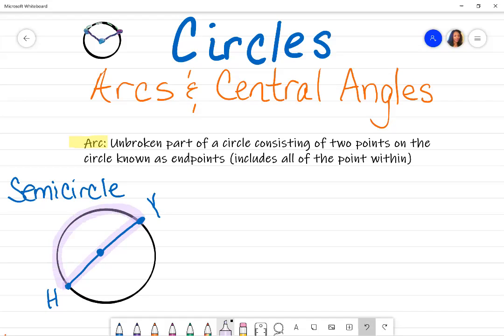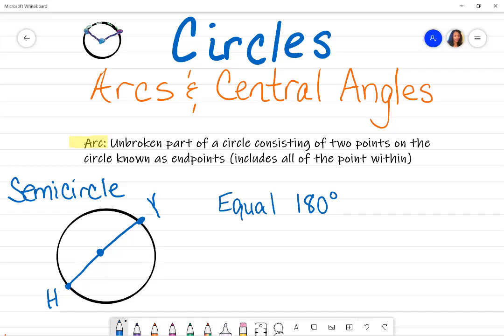But if I look on the opposite side, I still have another half of the circle. And what you need to know about a semicircle is that it is equal to 180 degrees. That makes sense if you think about it, because I just showed you two semicircles. 180 degrees plus another 180 degrees equals the amount of the circle, which is 360 degrees.